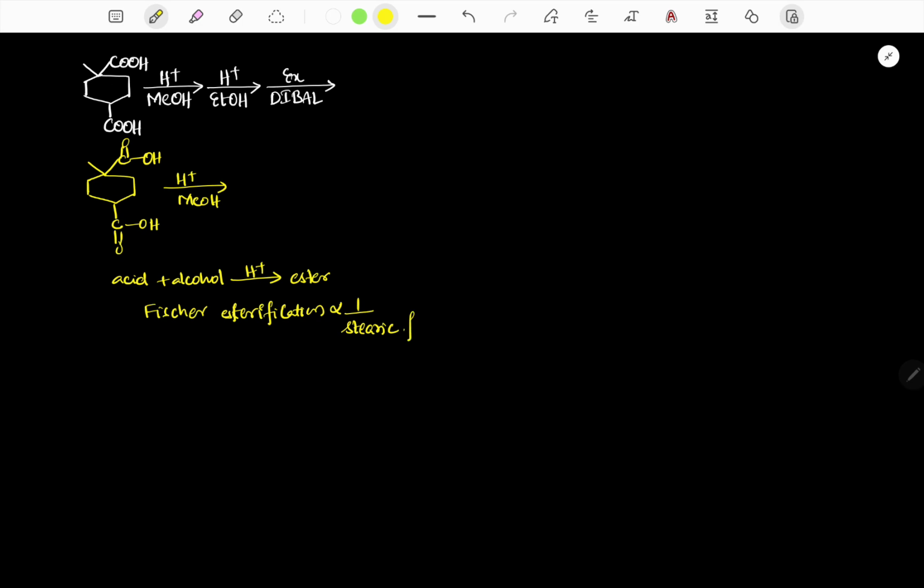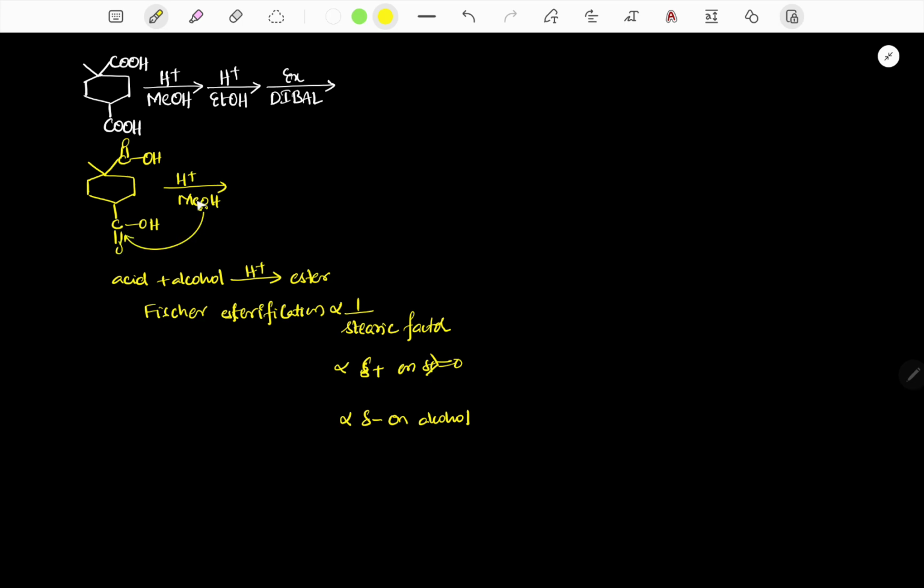Fischer esterification. Esterification is inversely proportional to steric factor. If steric factor is the same, it is directly proportional to the positive charge on the CO carbon, and directly proportional to the electron density on the alcohol.